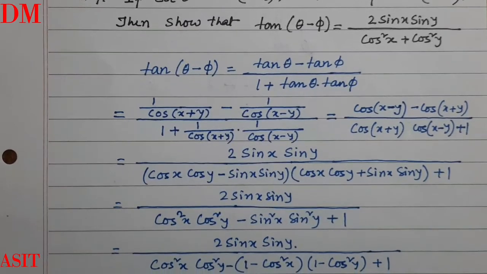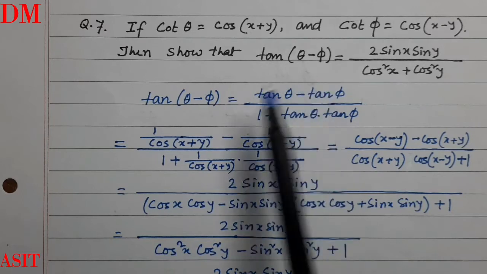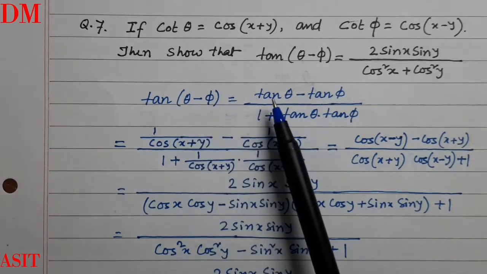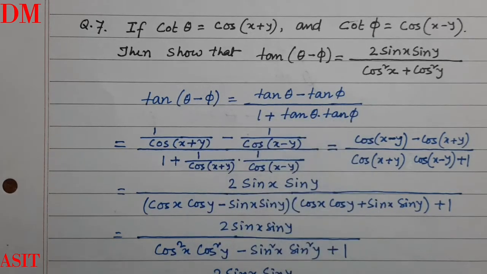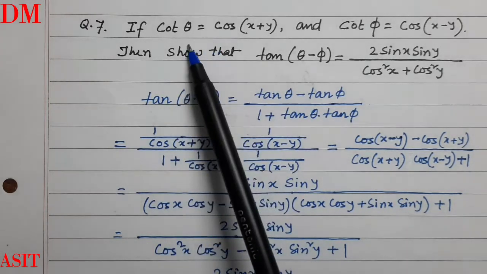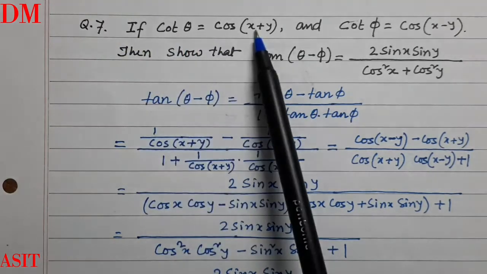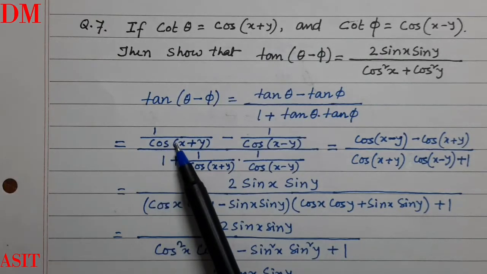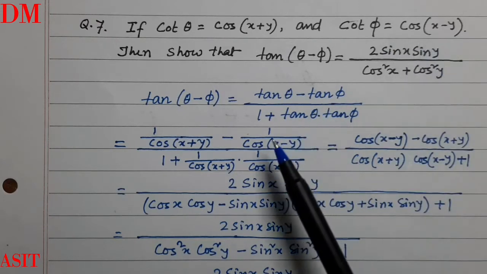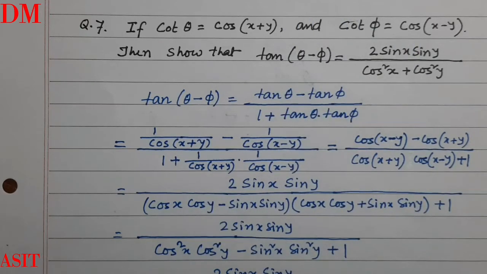So here I am taking the expression, tan of theta minus phi, I have taken that expression here. We can use the formula. So tan theta minus phi will be equals to tan theta minus tan phi by 1 plus tan theta tan phi. Now we can use the formula here, what is given here. So cot theta is given, but we got tan theta. So that means we can write tan theta equals to 1 by cos x plus y, as we have written here. Then tan phi can be written as 1 by cos x minus y. Hence I applied this given relation here.